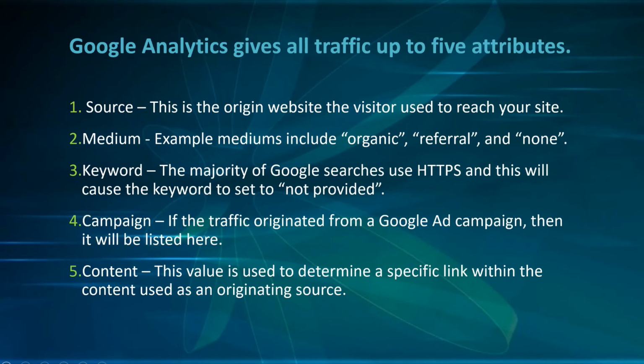Google Analytics gives all traffic up to 5 attributes. First one is source. This is the origin site the visitor used to reach your site. Medium. Example mediums include organic, referral, and none. Keyword. The majority of Google searches use HTTPS, and this will cause the keyword to be set to not provided. Campaign. If the traffic originated from a Google ad campaign, then it will be listed within your Google Analytics. Content. This value is used to determine a specific link within the content used as an originating source.